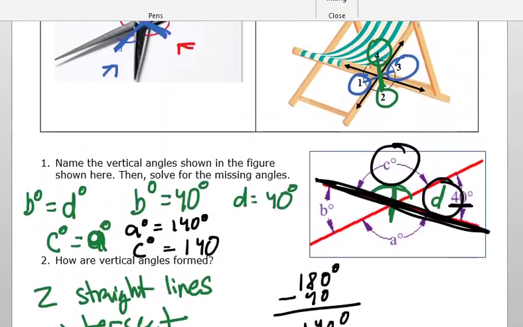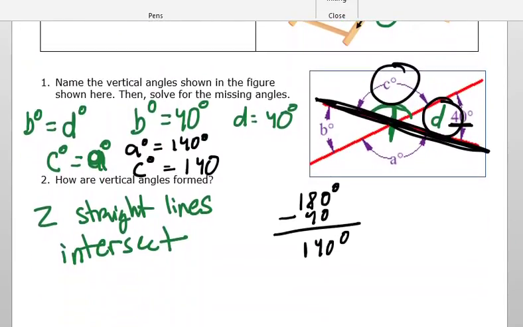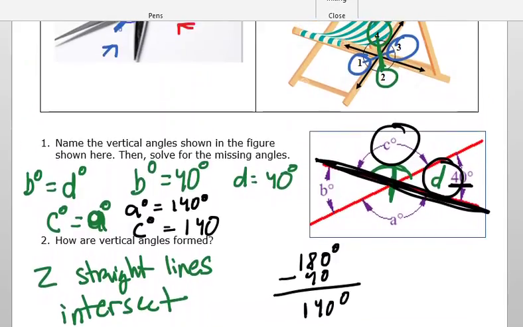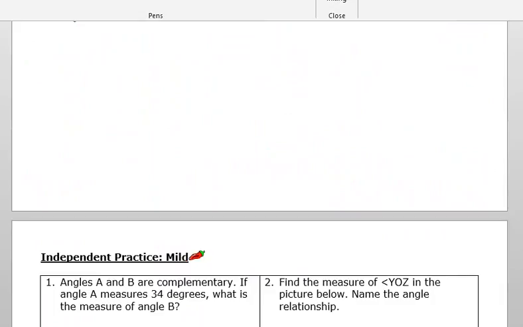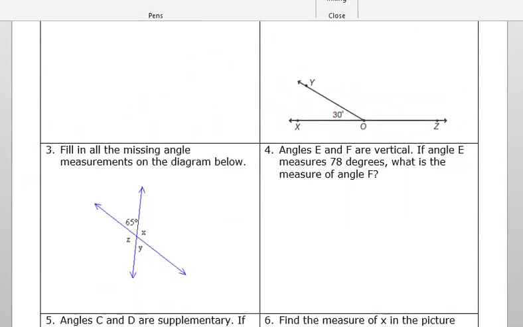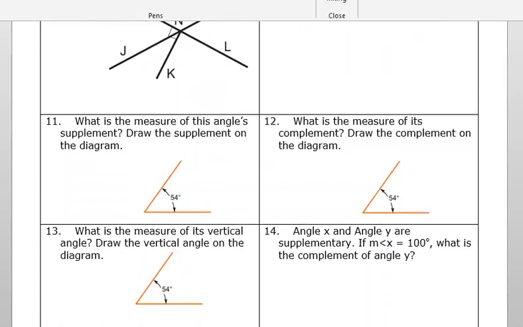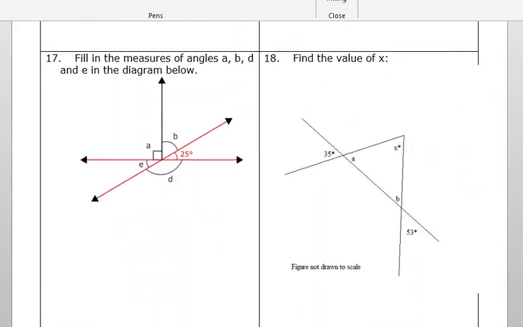All right, guys, we are going to move on to independent practice. And then we have our exit ticket. Okay, good luck, work hard.